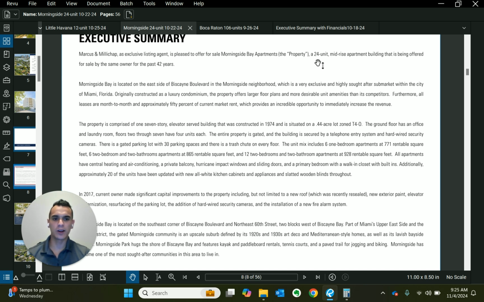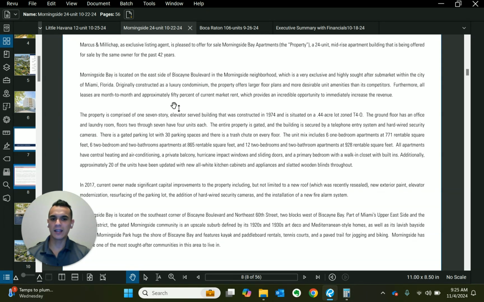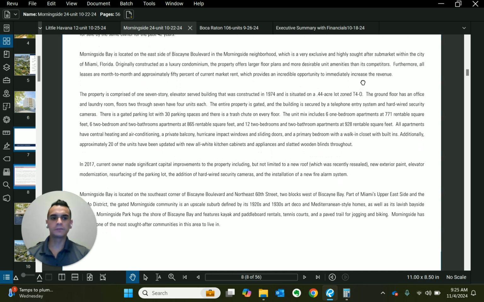24 unit mid-rise apartment building. Great. Same owner for the past 42 years. That's good information. I wouldn't have been able to deduce that from any kind of numbers, so good to know. Offers larger floor plans and more desirable unit amenities than its competitors. It's good to know. Good information.